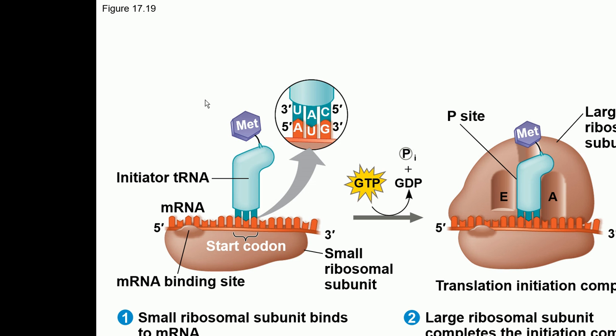I would like to tell you something here, that as you know, the start codon is AUG. So the anticodon on the transfer RNA is UAC. So this is the formation of the initiation complex. After that is elongation. Now what happens in elongation? Let's study from here.